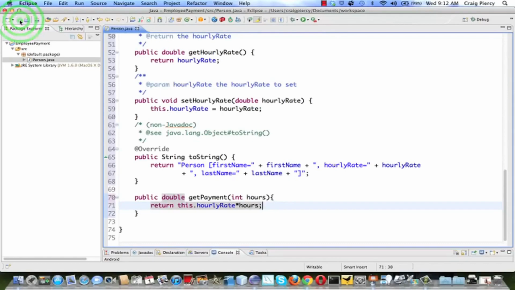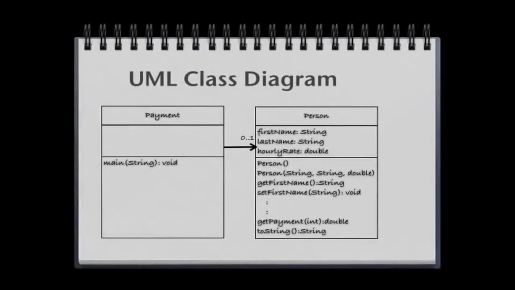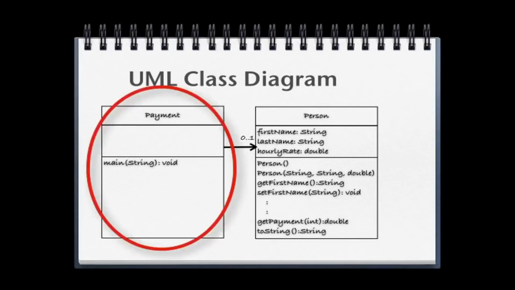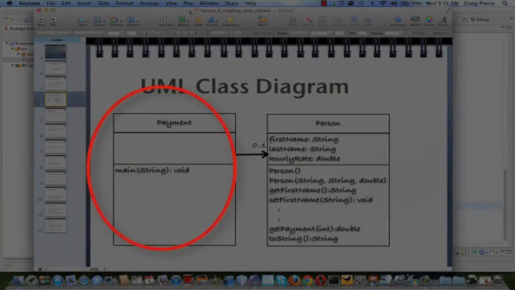Click on Save to save our person class. One last look at our UML class diagram shows us that to run our project we need to create a payment class. Inside the payment class we'll create a main method. A main method is required by all Java programs. This is where, when you just say run for the program, it's the code in the main method that will run to get it started.